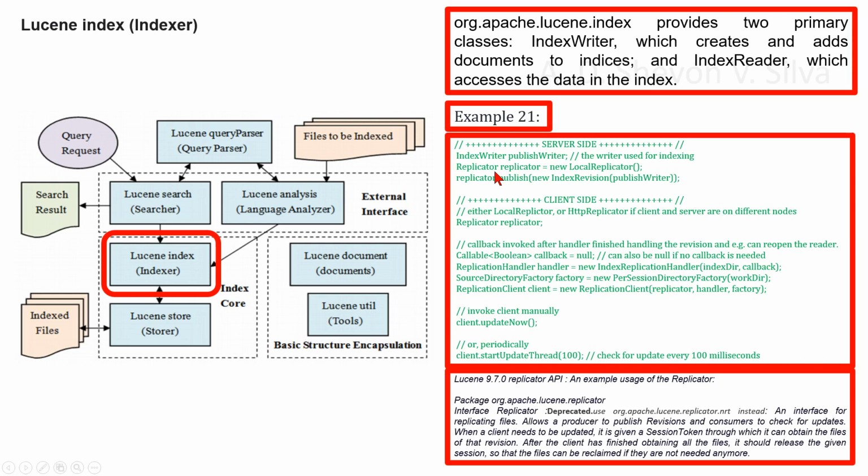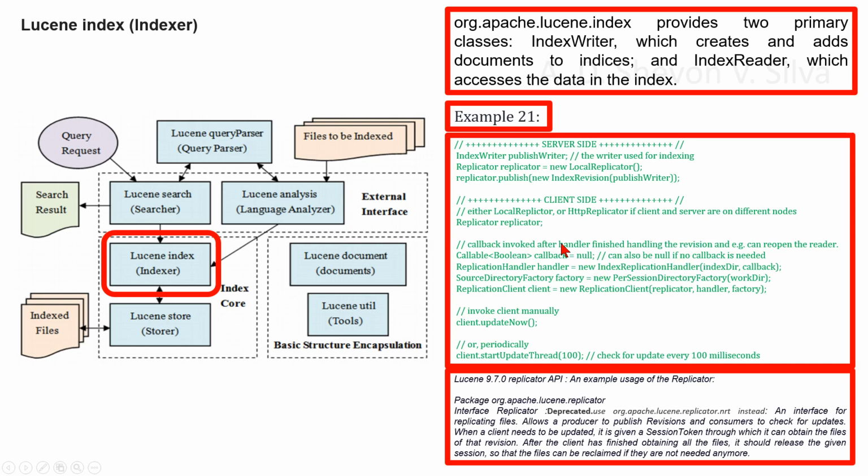It is given a session token through which it can obtain the files of that revision. After the client has finished obtaining all the files, it should release the given session so that the files can be reclaimed if they are not needed anymore. This is file replication. Here, this package is a file replication framework.